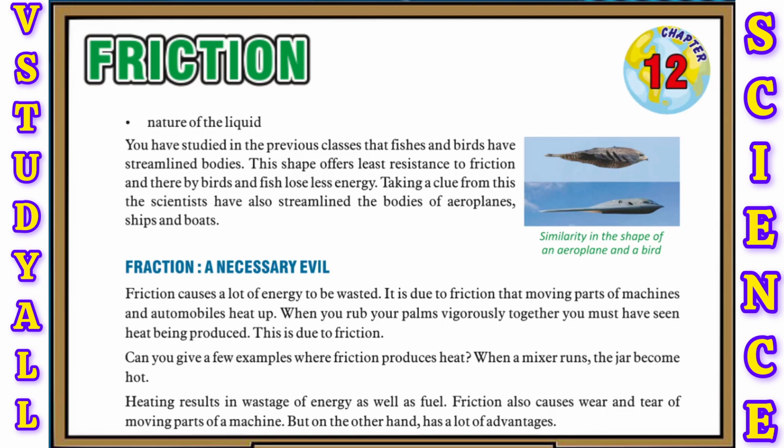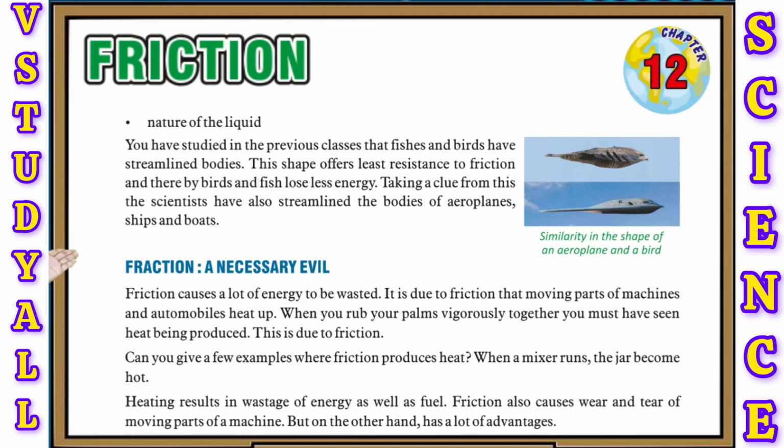You have studied in the previous classes that fishes and birds have streamlined bodies. This shape offers least resistance to friction, and thereby birds and fish lose less energy. Taking a clue from this, the scientists have also streamlined the bodies of aeroplanes, ships and boats. Here you can see the picture, which is similarly in the shape of an aeroplane and a bird.